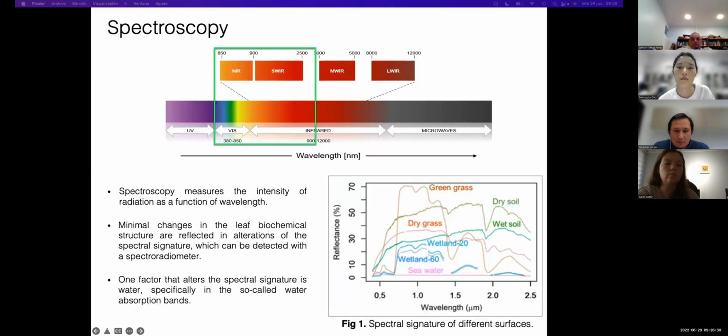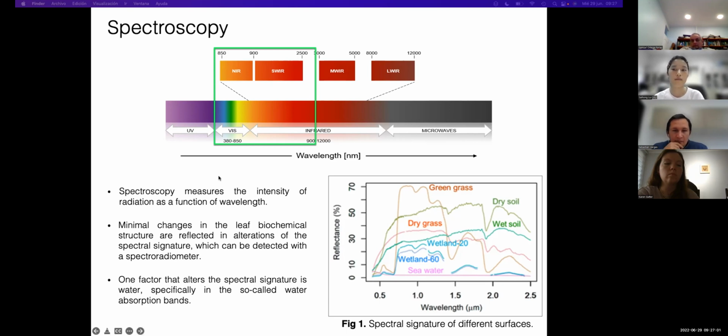So as an alternative, the use of spectroscopy is proposed. But what is spectroscopy? It's the measurement of the intensity of radiation as a function of wavelength. Let's remember that when radiation hits a surface, a part is absorbed, another is transmitted, and another fraction is reflected. And that reflected radiation has valuable information about the body it hit.